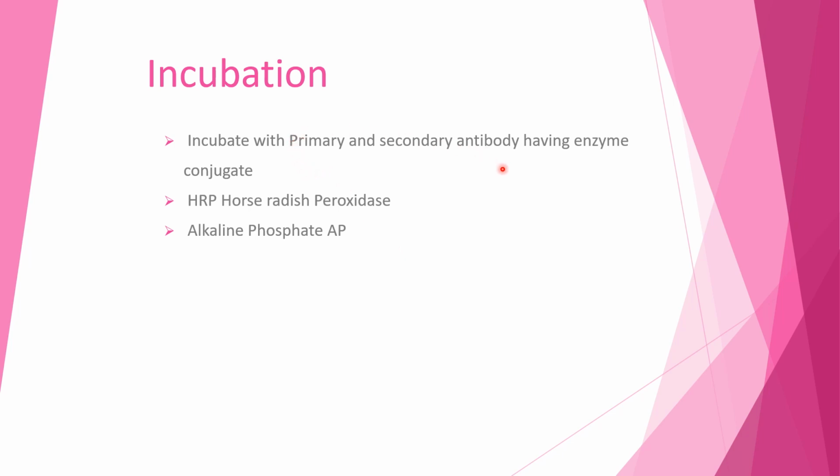The next one is incubation. In this step, the antigen or antibody complex which formed already is incubated with a primary and secondary antibody having enzyme conjugate. This enzyme conjugate is HRP, horseradish peroxidase, or alkaline phosphatase. Mostly these two enzymes are used in the process of ELISA.